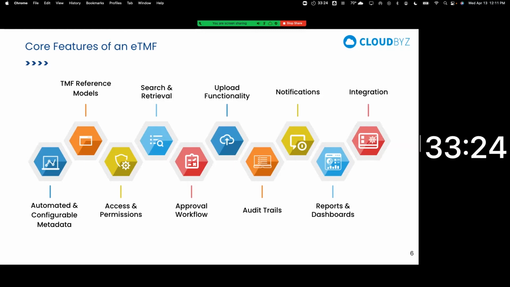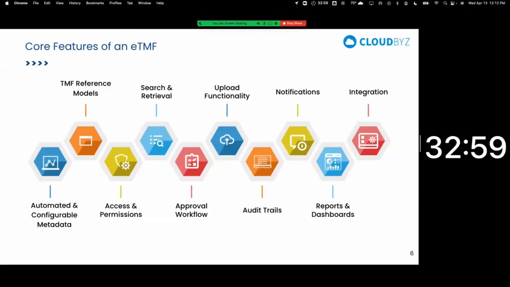The other one that we need to look for is TMF reference models. So do we have the ability to customize our reference models, our folder structures, or also allow us to use DIA reference models? Are we able to remove and add folders after copying the standard built-in models? Are we able to remove and add folders as required per study?